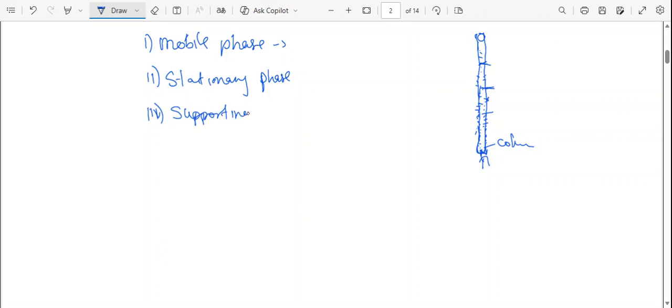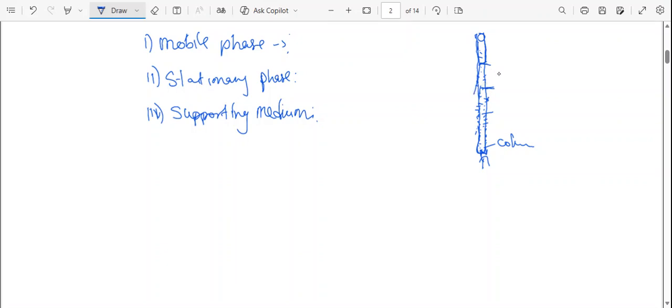Okay, what is this supporting medium? If you want, you can come up with your own notes according to what I'm explaining. I'm explaining more than writing because writing wastes our time. A supporting medium is just a solid surface on which the stationary phase is coated or bonded. All right, so this is just a supporting medium.